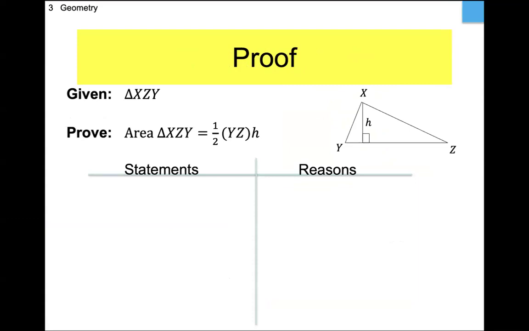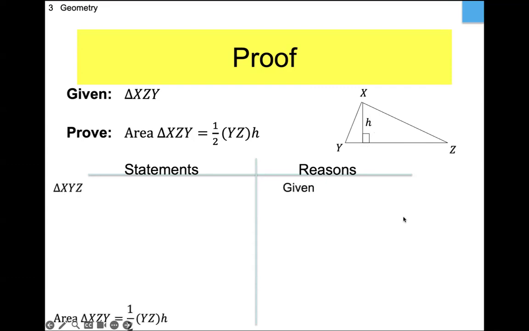Now, we learned a long time ago that the area of a triangle is 1/2 base times height, or base times height divided by 2. And notice that's what this proof is saying. We've got a triangle XYZ, and it says prove that the area of that triangle is equal to 1/2 times YZ, that's the bottom, we'll call that the base, times h, and that's the height. So that's my proof.